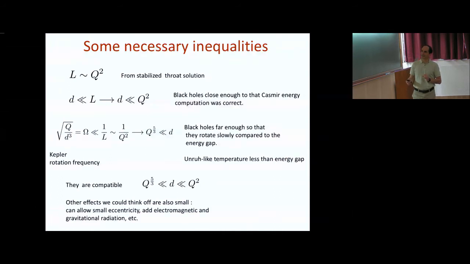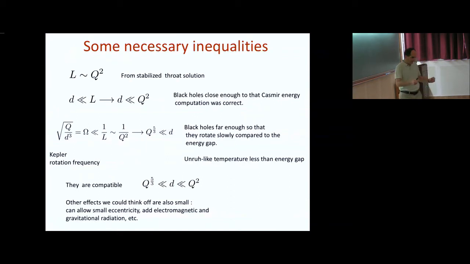First of all, we said that L was proportional to Q squared. That came from stabilizing the throat, right? We also said that the distance in the ambient space had to be smaller than L, right? That's for this computation of the Casimir energy. And so that's some condition on D. So the black holes have to be close enough, so you cannot separate them by hugely. If you try to separate them by a huge amount, then you lose the solution. And that's what forbids the wormholes where you can travel faster than light. So indeed, D has to be smaller than L. This condition is also saying that it's faster to go through the ambient space than it is to go through the wormhole. It's the same inequality.